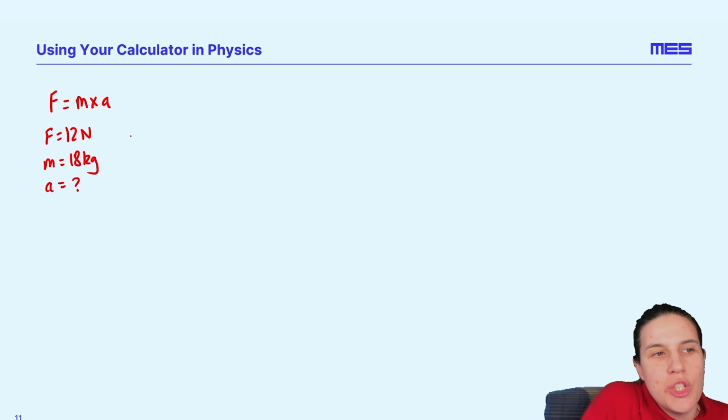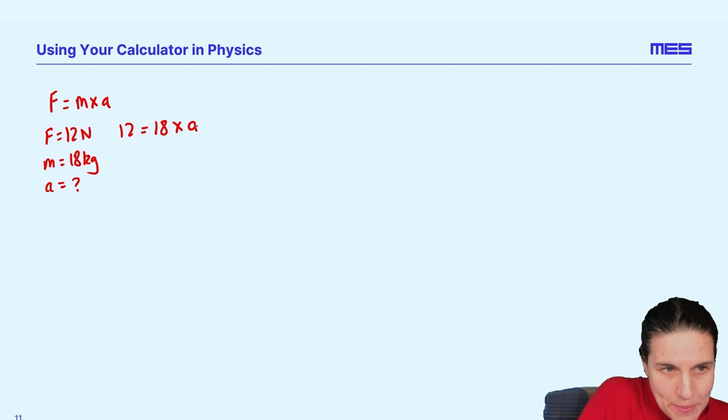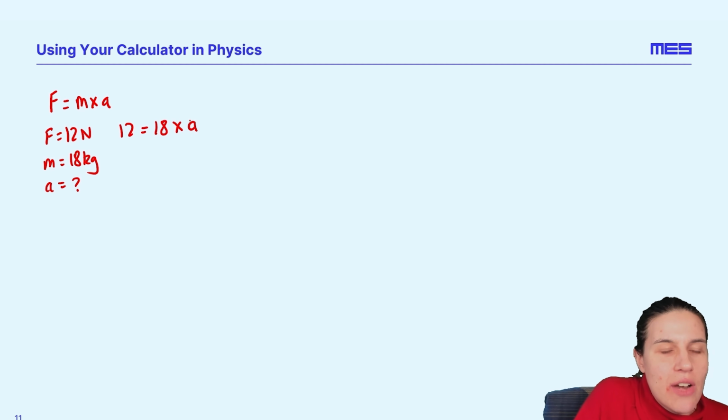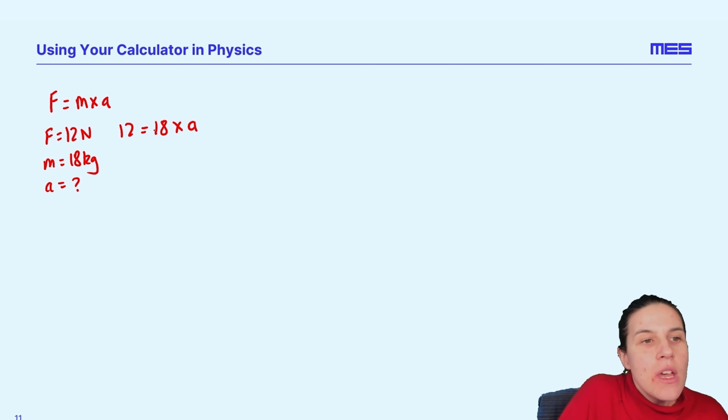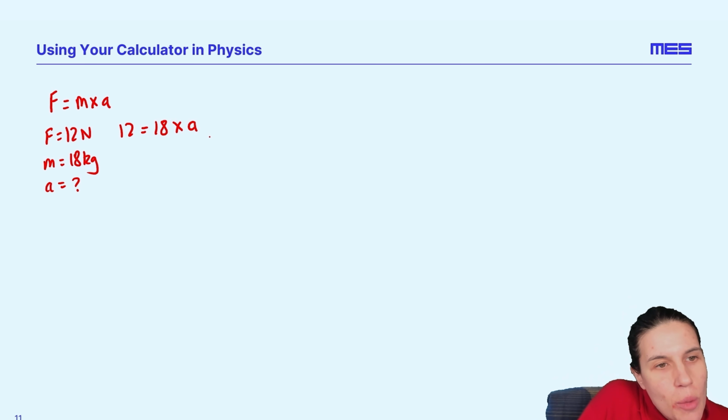So I'm going to start by substituting my numbers into my equation. So I've got 12 is equal to 18 times by a. Right, I want to find the acceleration, so I want this equation to read like a equals, okay? So I need to get rid of this times 18, and the opposite of a times 18 is a divide by 18. So I'm going to divide both sides by 18. So I've got 12 divided by 18 equals a.